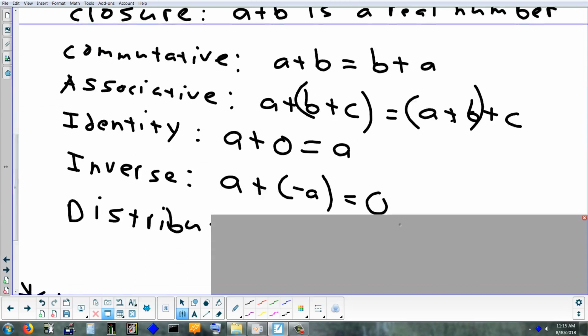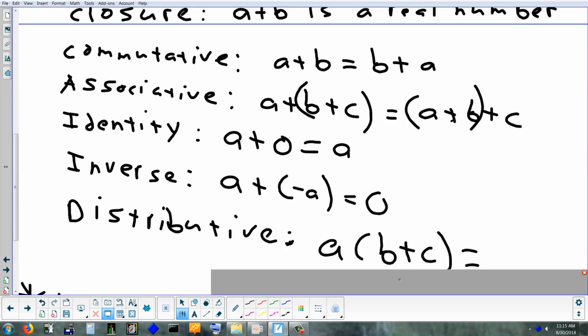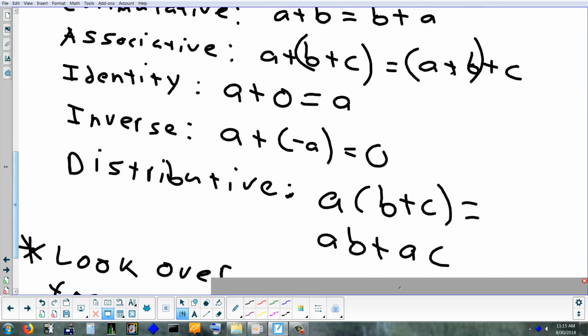Inverse property. It's basically what you can add to something to get 0. So for addition, it's what you can add to something to get 0. It's just the opposite. That's all. So anything plus its opposite is 0. And then distributive. Distributive is just the basic idea that you've got something in parentheses, something on the outside, and you can distribute it.